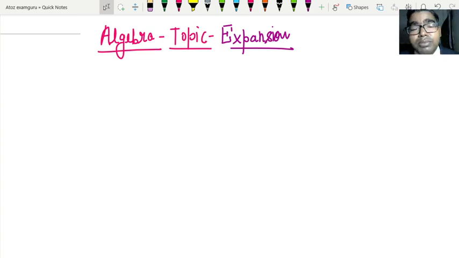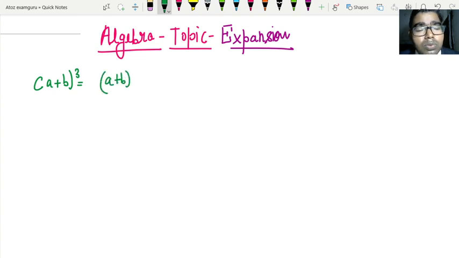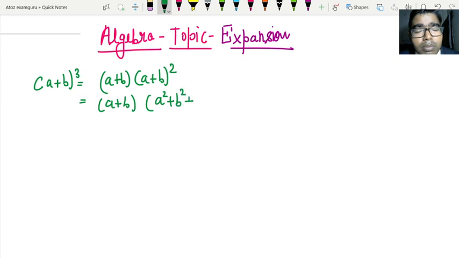So the very first expansion of today is a plus b whole cube, right friends? And you can write it as a plus b into a plus b whole square. And I hope that you remember the previously learned formula, right? So the expansion of a plus b whole square is what? a square plus b square plus twice of ab, right friends?